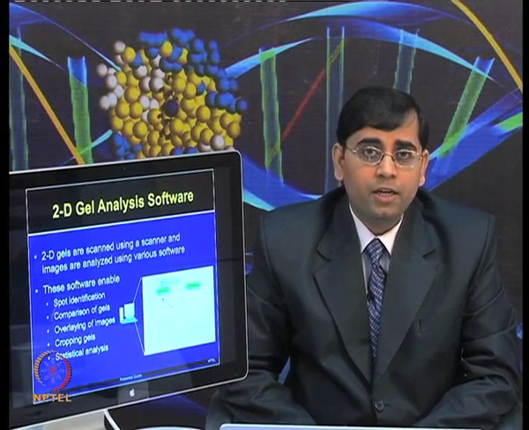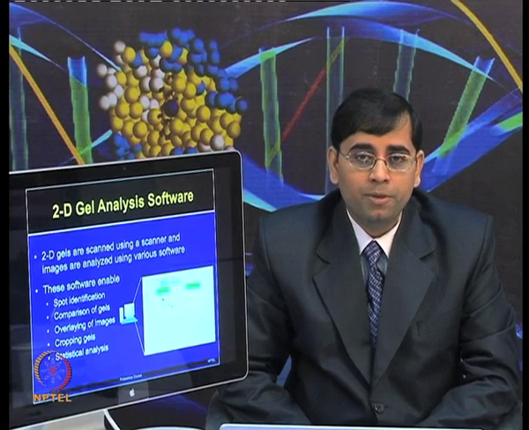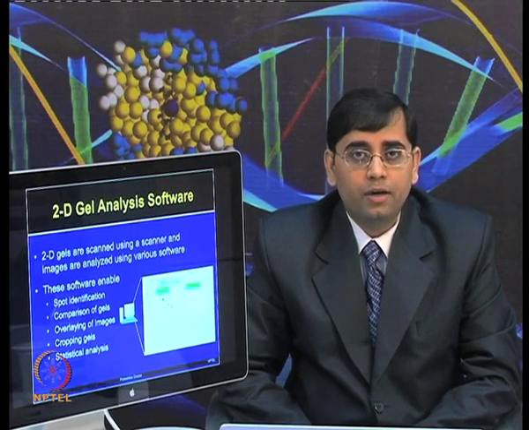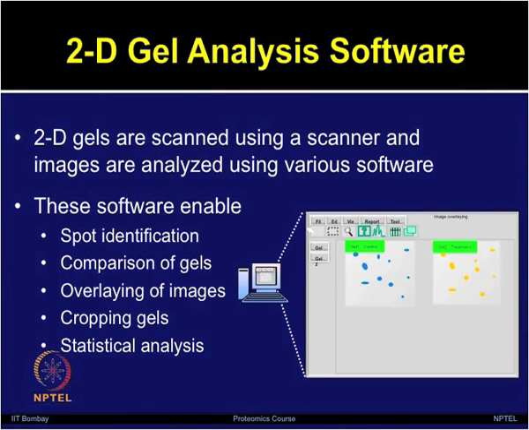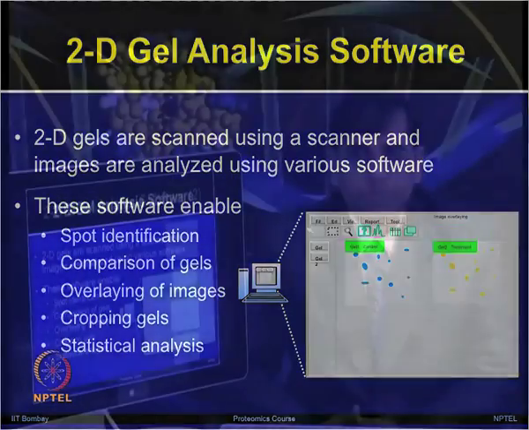So, there are commercially many softwares which are available for doing two-dimensional gel analysis. I will give you a comparative table at the end, but almost all of this software, they take the scanned images and analyze your gels by using various steps. So, all these softwares enable the spot identification, comparison of the gels, overlaying of the images from your control and your treatment, cropping the gel, the part of which you want to compare, and further doing the statistical analysis.